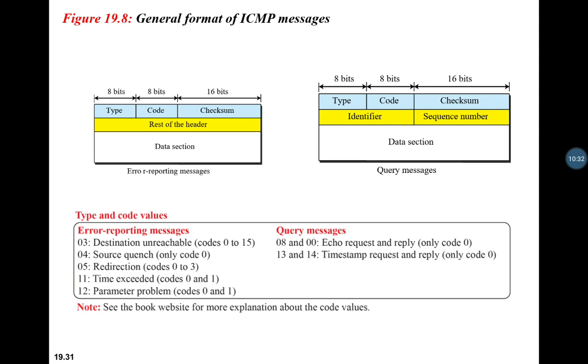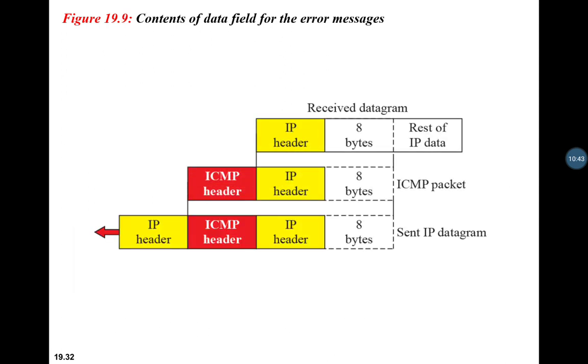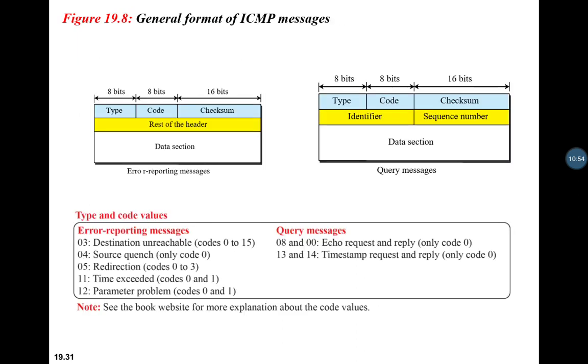Now the error message contains a data section which includes the IP header of the original datagram plus the first 8 bytes of data in that datagram. You can see here the 8 bytes of data, then the IP header, the ICMP header, and this will be the sent IP datagram. Now let us see the error reporting messages. First is destination unreachable, which is of type 3. Remember that it is type 3. This uses different codes, 0 to 15, to define the type of the error message and the reason why a datagram has not reached its final destination.